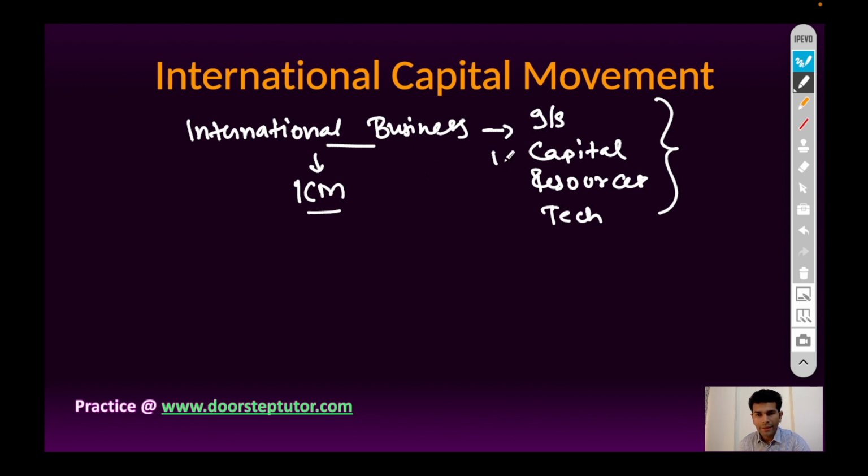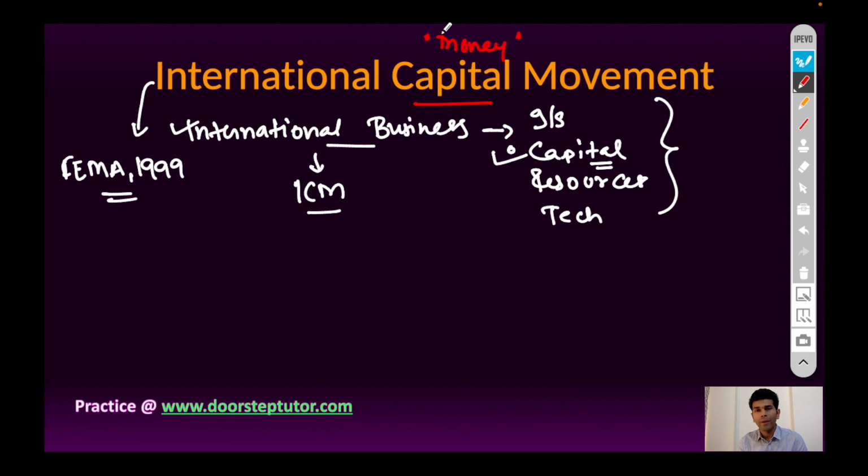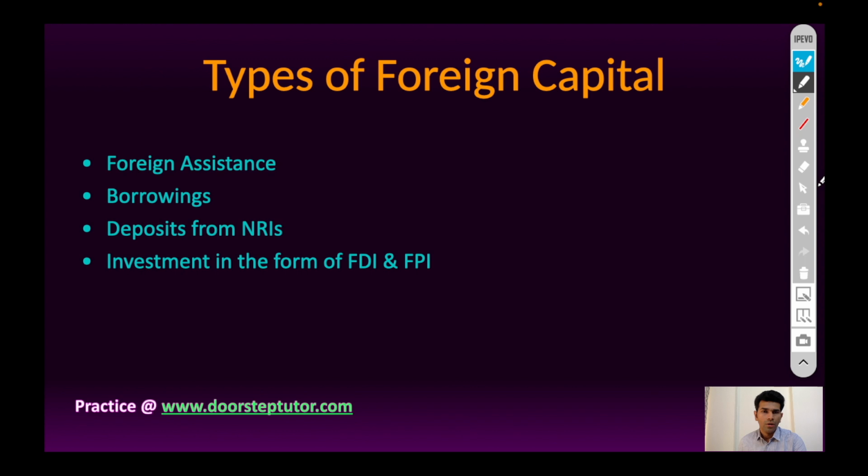So, international capital movement is a part of international business, and it is regulated by the Foreign Exchange Management Act 1999. In India, the international capital movement is regulated by FEMA 1999. Here, the word capital means money. So, international capital movement is exchange of money from one country to another. Types of foreign capital. Foreign capital means inflow of capital from abroad.